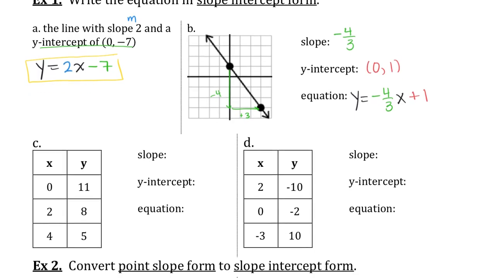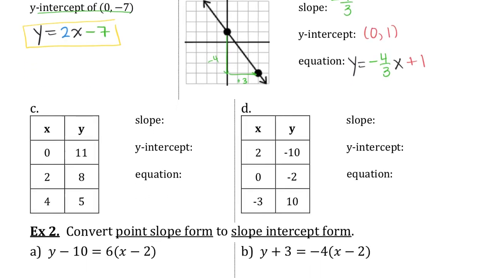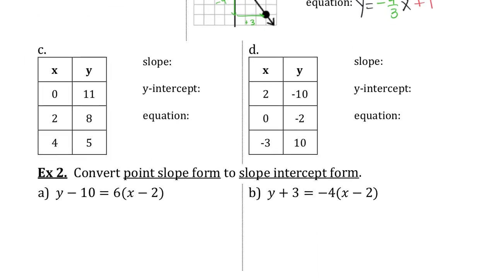Okay, now how about if they give me a table? I still just need the slope and the y-intercept in order to do slope-intercept form. What's slope? Slope is rise over run, or change in y over change in x. So let's do change in y over change in x. In the y direction, 11 to 8 is going down 3, and the x's in the same interval are going up 2. So my slope is rise over run.